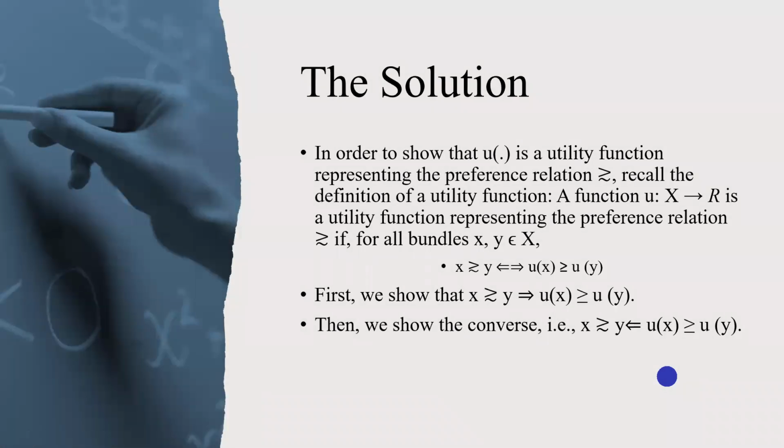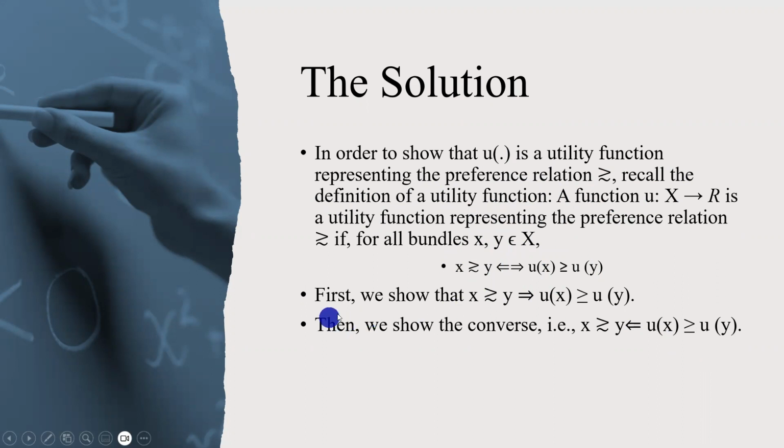To solve this problem, I would like to discuss this in two ways. At first, we need to show that u is a utility function representing the preference relation. To show that, we can recall the definition of utility function. Here we can see that x is at least as preferred as y, and the utility of x is greater than or equal to utility of y. Both imply each other. There is a vice versa relation.